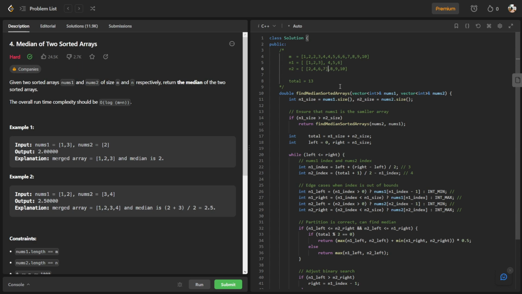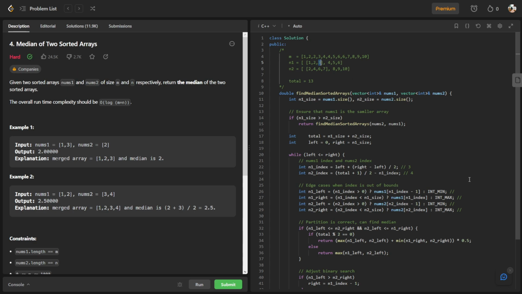Okay, after that, let us count the n1 left. So n1 left is our n1 index. N1 index is 3, right? So 3 is more than 0, right? So our n1 left is basically num1 at 3, num1 at 3 minus 1, which is this, right? 0, 1, 2, 3 minus 1, which is this.